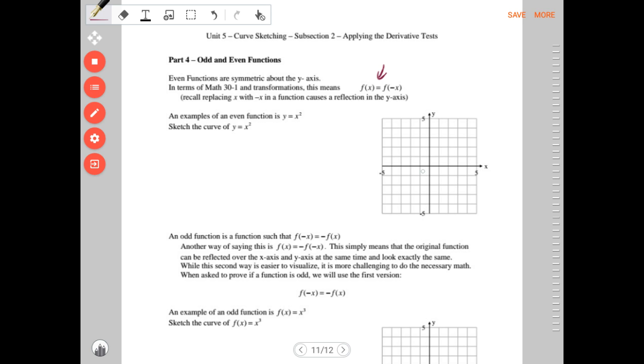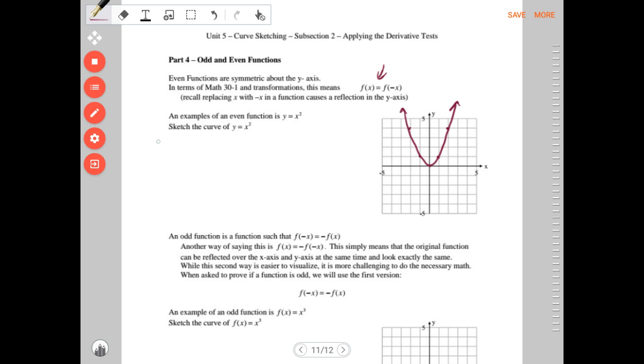So if we sketch the graph of x squared, it looks something like this. You guys know what x squared looks like. It's the basic parabola. Okay, so it's just like that. But now let's prove that this is an even function. Now, usually you look at the exponents and 2 is even, so typically even. But let's just prove it.